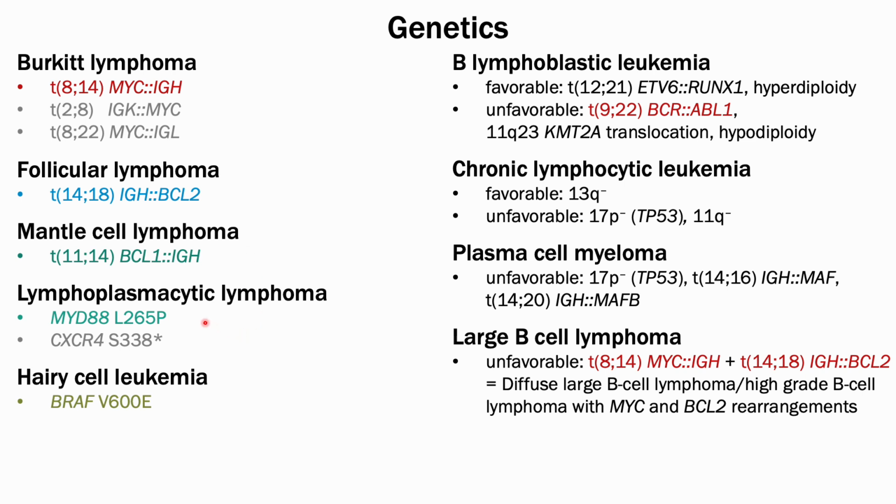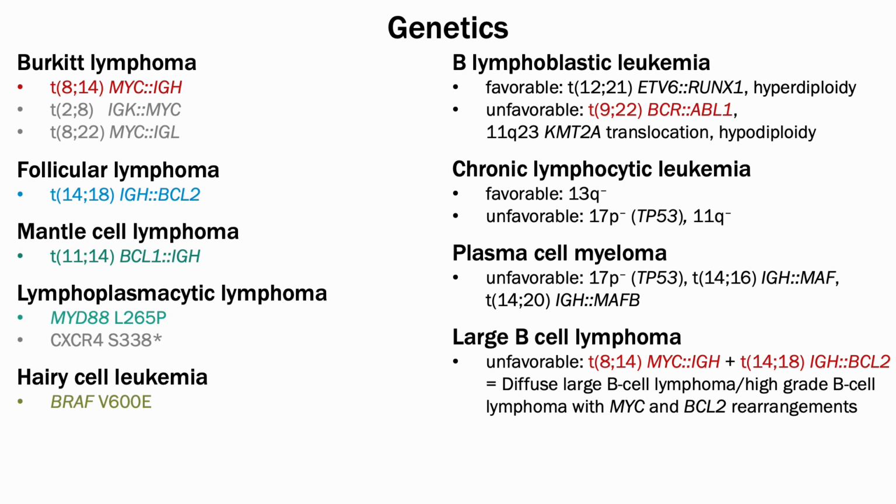Lymphoplasmacytic lymphoma is a post-germinal center small B-cell plasmacytoid neoplasm, characteristically with the MYD88 L265P mutation. A minority of cases have a CXCR4 S338 nonsense or frameshift mutation. Some cases have both of these simultaneously. Hairy cell leukemia is an indolent small B-cell lymphoma, which is typically found circulating in the blood with quote-unquote hairy morphology. These have a BRAF V600E mutation, which is the same as in papillary thyroid carcinoma, melanoma, and Langerhans cell histiocytosis.